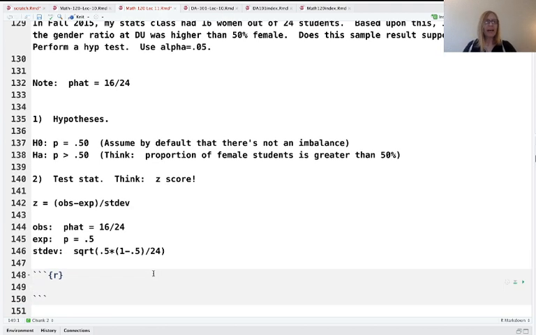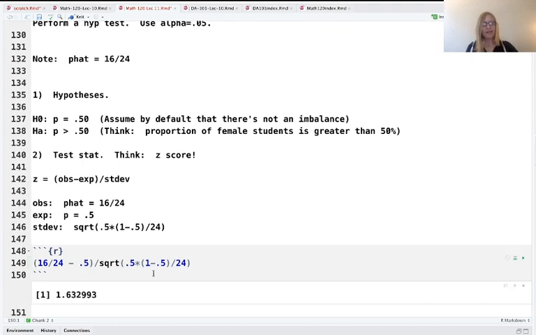So let's stick it in the calculator and find out. That's 16 over 24 minus 0.5 divided by the square root of 0.5 times 1 minus 0.5 divided by 24. Let me just pause. And does this all look good? Yep, all looks good to me. We've got a test statistic of 1.63. That's the z-score for this data.